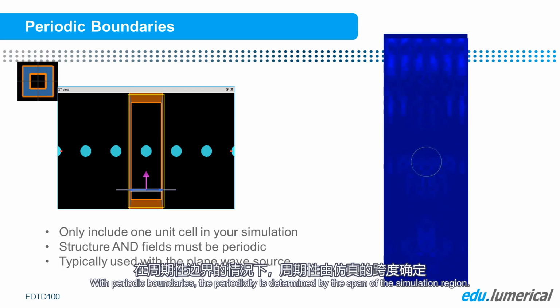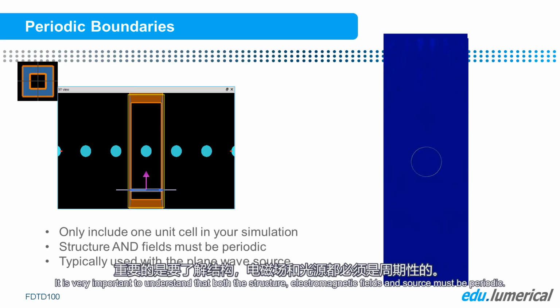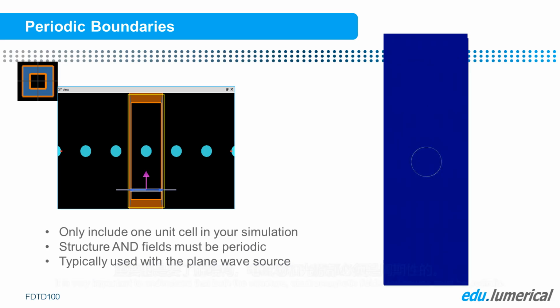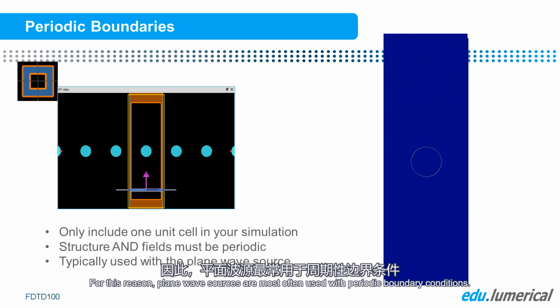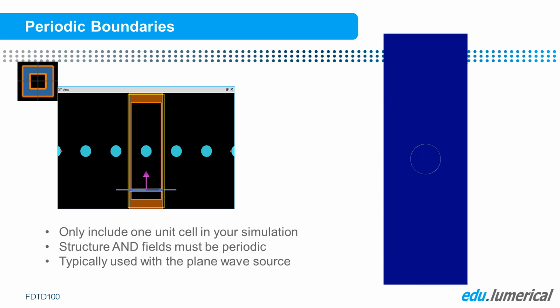With periodic boundaries, the periodicity is determined by the span of the simulation region. It's important to understand that the structure, electromagnetic fields, and source must all be periodic. For this reason, plane wave sources are most often used with periodic boundary conditions.